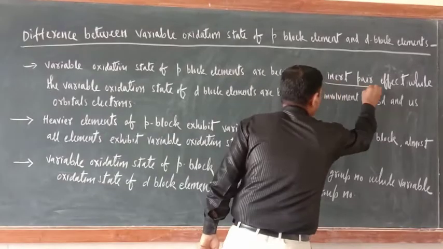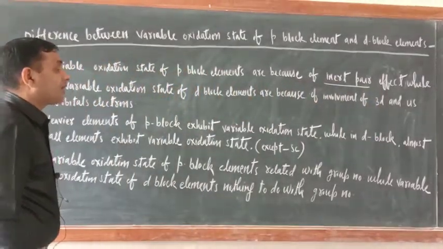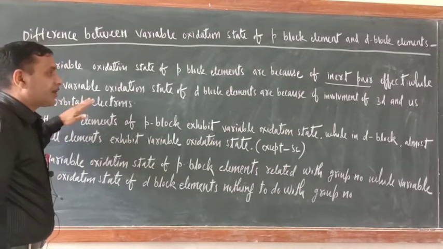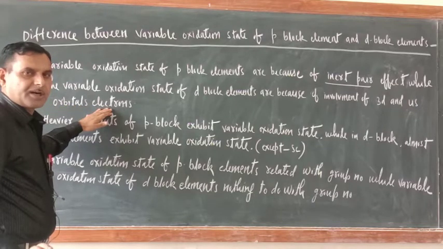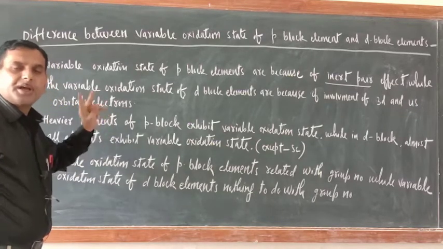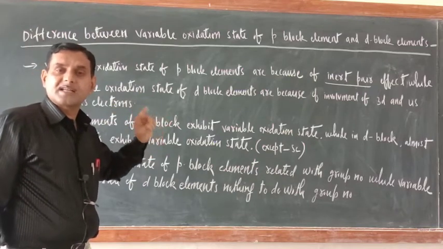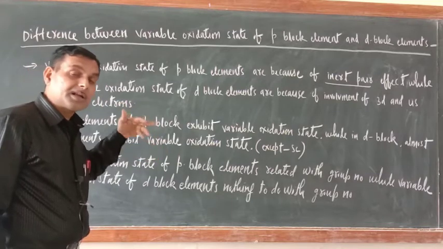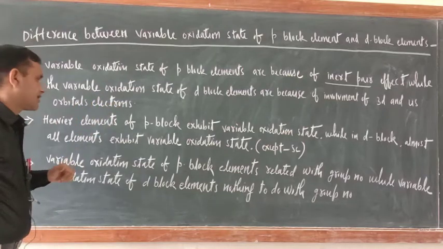But the variable oxidation state of d block elements is because of the involvement of 3d and 4s orbital electrons. Am I correct or not? Since the energy difference between the 3d and 4s orbitals is small, electrons of both orbitals take part in bond formation, and that is the reason they exhibit variable oxidation state.